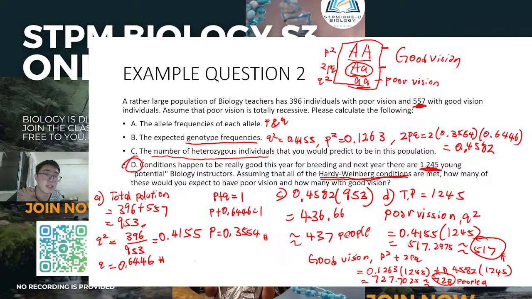Normally it's D lah. So some of you maybe calculate the new frequency, the new P and Q values. So actually in this question you don't need to calculate the new P and Q, you just directly use them. Why? Because it already mentioned that the Hardy-Weinberg conditions are met. So you don't need to calculate the new ones.